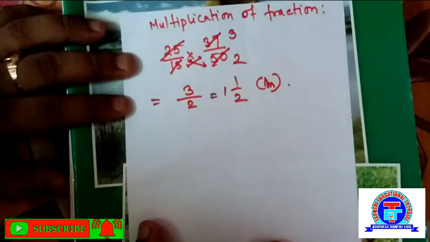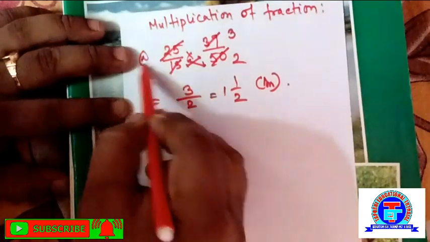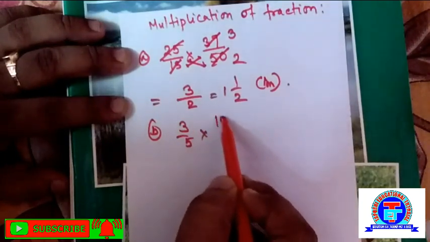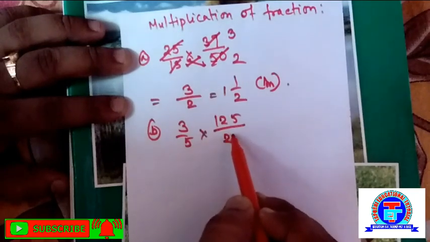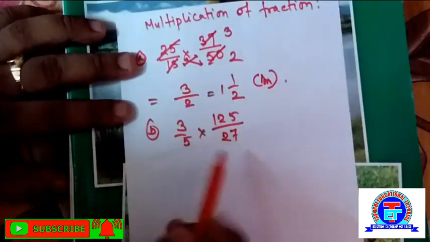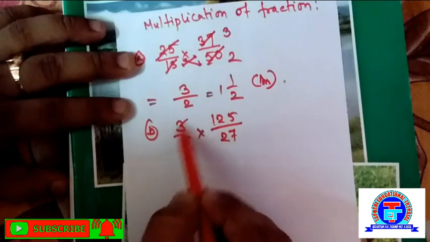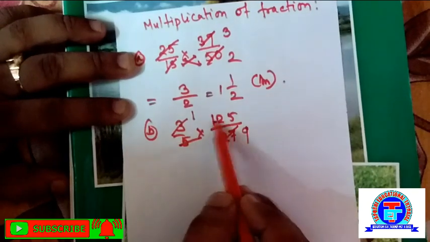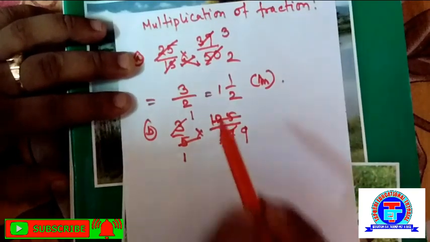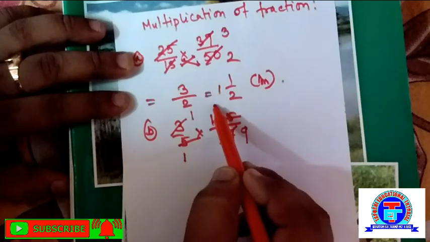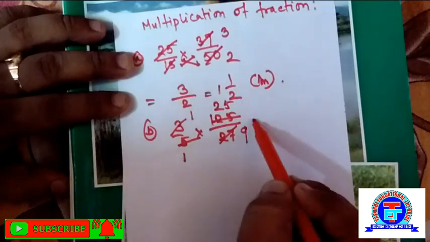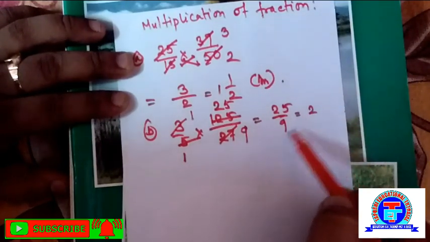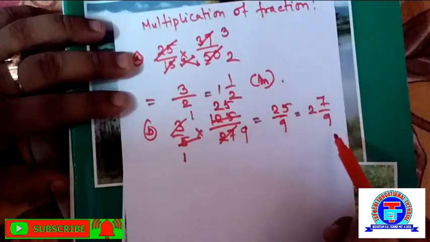Now another problem, here A and B. Now 3 by 5 into 125 by 27. So we cross cut the numbers: 3 ones are 3 and 3 nines are 27. This one we cut by the same number, 5 ones are 5, and divide this 5, 5 twos are 10 and 5 fives are 25. That means 25 by 9, it will become 2 whole 7 by 9, right?